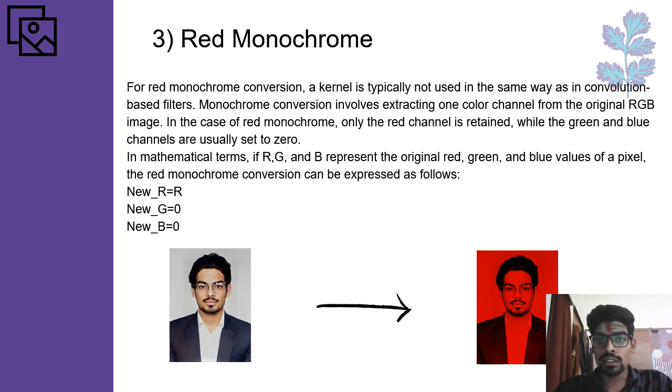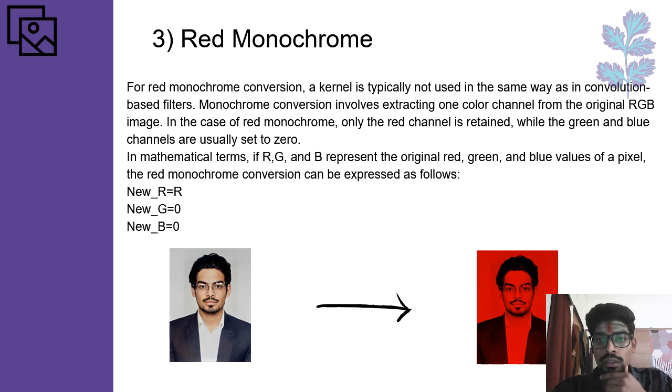So an image is essentially a collection of pixels. Each contains red, green or blue values, RGB. By manipulating these values, we can alter the image color composition. So how do we achieve this monochrome? There are several methods. I'm going to teach you each method line by line. So first method is channel selection.